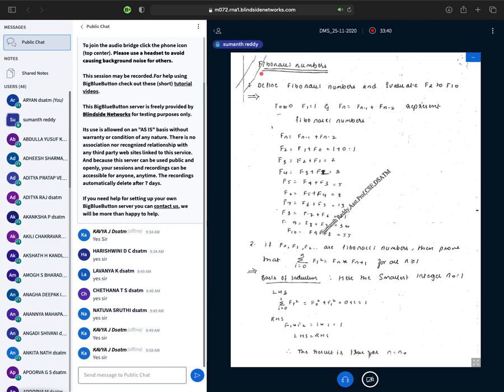So we have now completed the type 1, type 2, type 3 problems. Next is the Fibonacci numbers. After this, we have Lucas numbers. Students, can I continue with the Fibonacci numbers now?